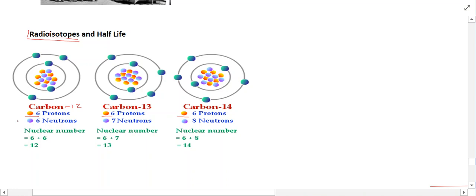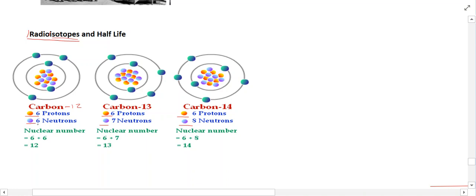Now, also within the nucleus, you have what are called the neutrons. If we have a look here, carbon 12 has 6, carbon 13 has 7, and carbon 14 has 8. So the number of neutrons can vary in atoms. And because the number of neutrons varies, that doesn't change it. It still is carbon because of the number of protons it has. But the number of neutrons can vary.